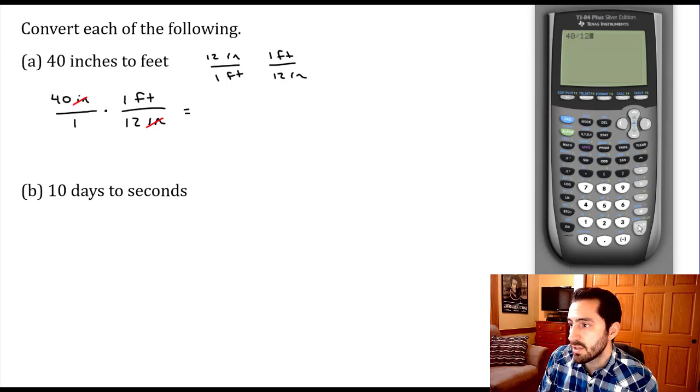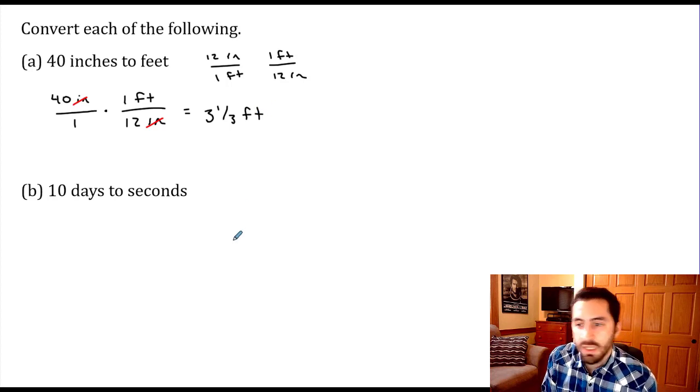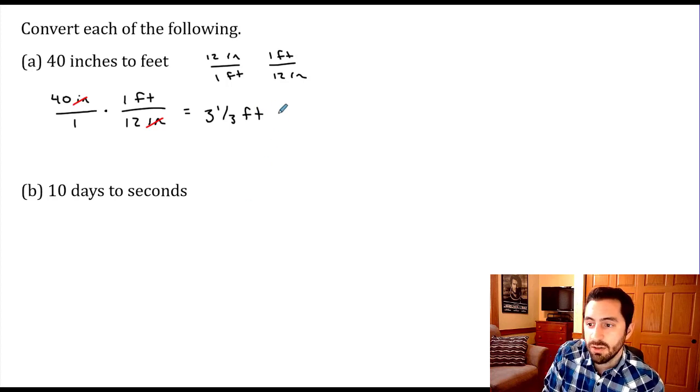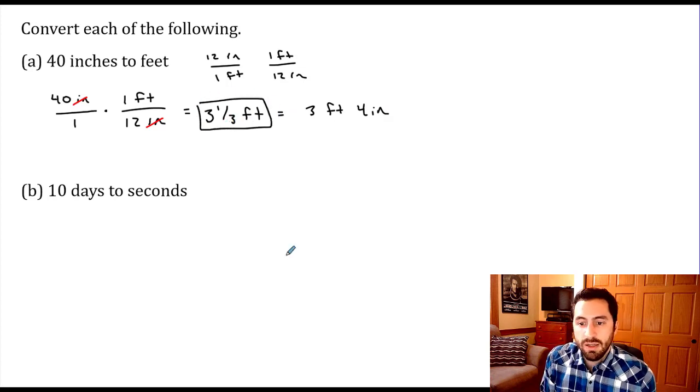So 40 divided by 12, we end up with 3.3 repeating, which if I convert this into a fraction, we get 10 over 3, or 3 1/3. So this is equal to 3 1/3 feet. I could go further. I could rewrite this in terms of feet and inches. I could say this is 3 whole feet, and 1/3 of a foot is 4 inches. So either way there, but I said convert to feet, so I'm going to say that this is our final answer.